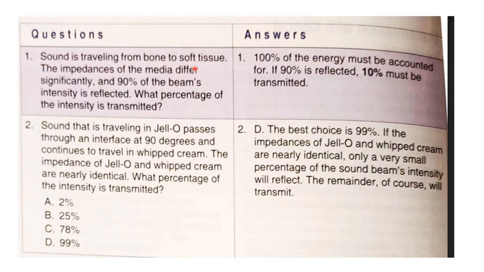Sound is traveling from bone to soft tissue. The impedances differ significantly, and 90% of the beam's intensity is reflected. So what's transmitted? Well, it has to be 10% transmitted. Sound is traveling through jello and it goes into whipped cream. The impedance is nearly identical. So what percent is transmitted? They give you a choice here. Most of it is transmitted because the impedance of jello and whipped cream are pretty identical.